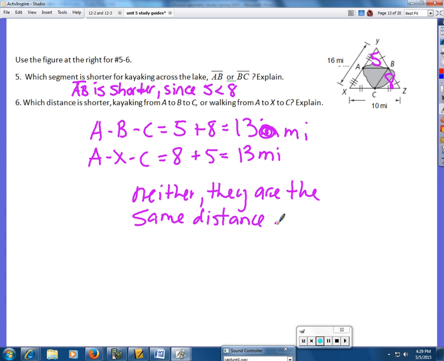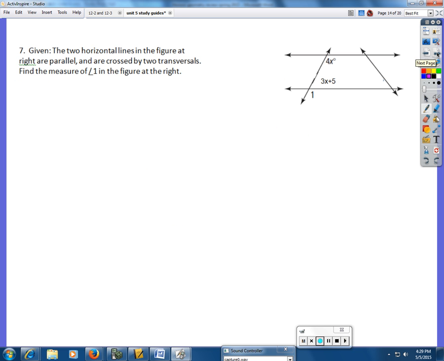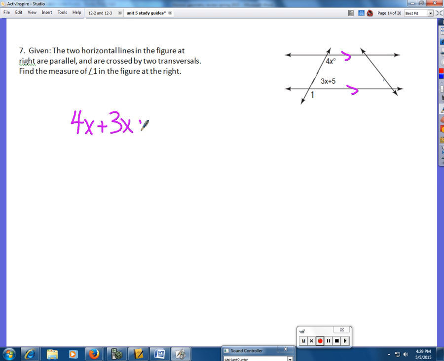On to number 7. I have two parallel lines. It says in the problem that these are parallel, so I can mark them parallel. And since this is a transversal and these are parallel lines, I know these are same side interior angles, which because these are parallel lines, those are supplementary. So I'm going to say 4x plus 3x plus 5 equals 180. So 7x is going to be 175 and x equals 25.